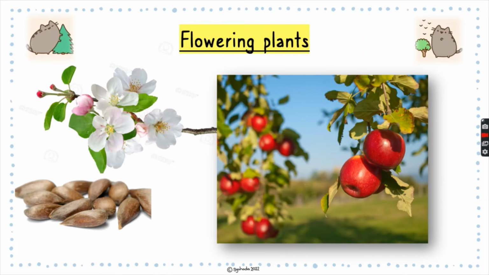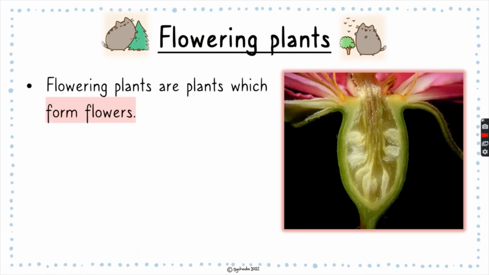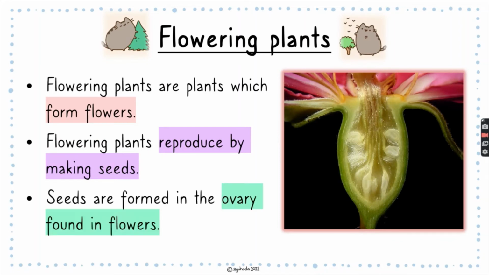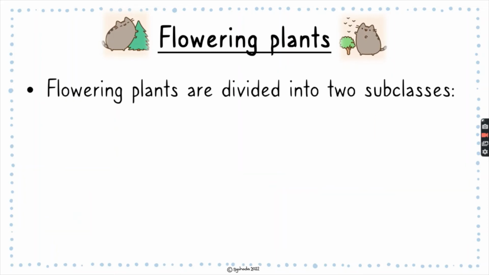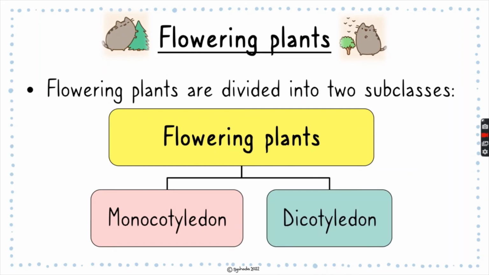Next, we're going to focus on flowering plants. And this right here is an apple. And apples actually have flowers too. And you know that apples have seeds. Flowering plants are plants that make flowers. Flowering plants reproduce by making seeds. And seeds are formed in the ovary found in flowers. Flowering plants are divided into two subclasses though. You have Monocotyledon and Dicotyledon.